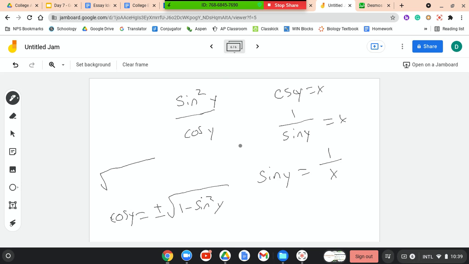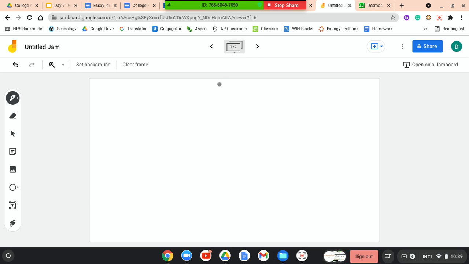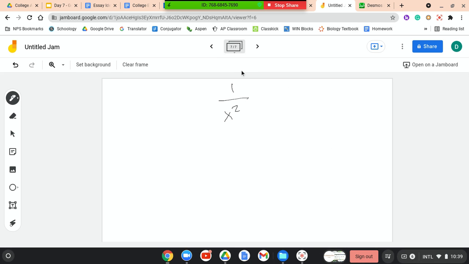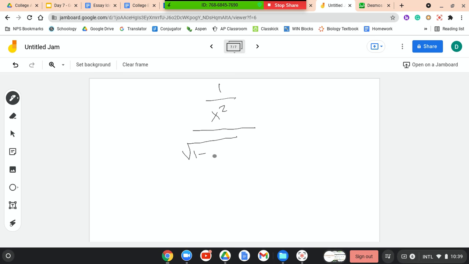All right? Yep. So I'm going to get that the derivative is 1 over x squared, because we're taking sine squared y, and sine y is 1 over x, divided by the square root of 1 minus 1 over x squared.